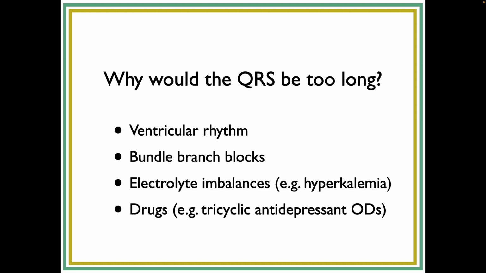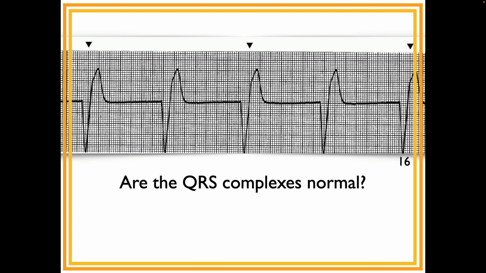So ventricular rhythm, bundle branch block, electrolyte imbalance, and some drugs. And ischemia is also a very good answer there. Okay, these are the things that widen out a QRS complex. So what do we think here? Wide, narrow, normal, wide? Yeah, this is wide.